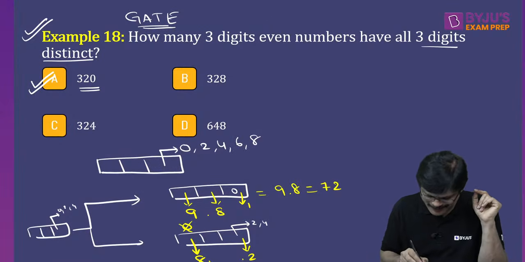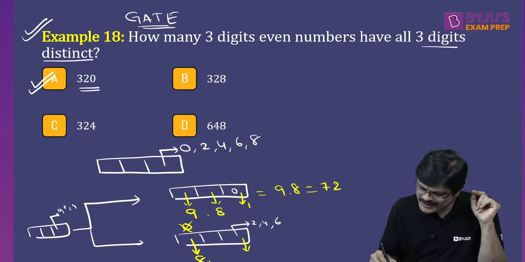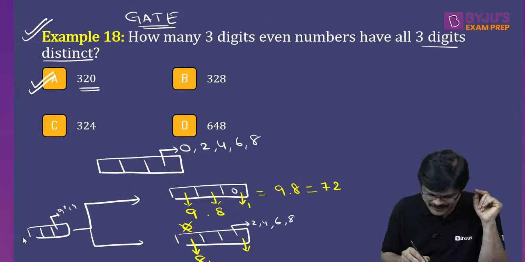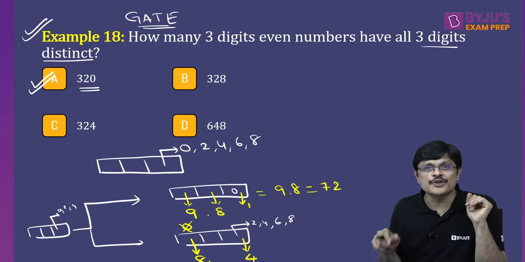0 to 4, 6, 8. Sorry, I made a mistake. It is 4 choices, sorry for that.